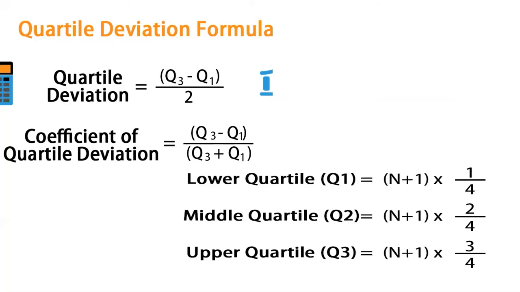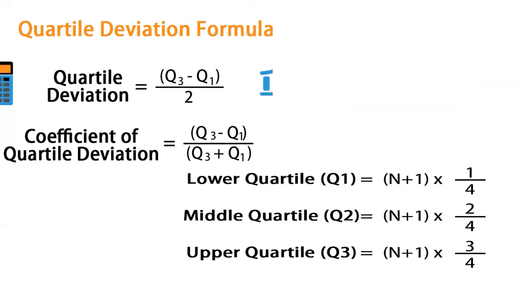Then how to determine the coefficient of quartile deviation. The coefficient of quartile deviation is calculated by Q3 minus Q1 divided by Q3 plus Q1. Then we have the lower quartile, Q1, equal to n plus 1 into 1 by 4. When you do this, it will give you the value of the lower quartile.